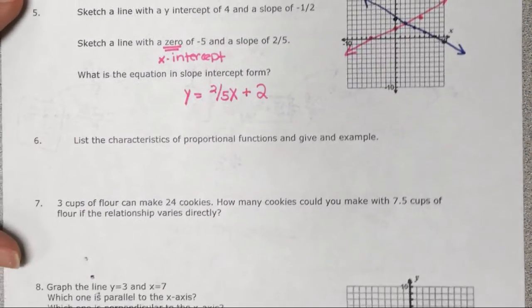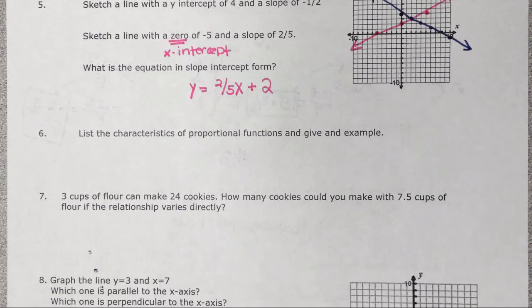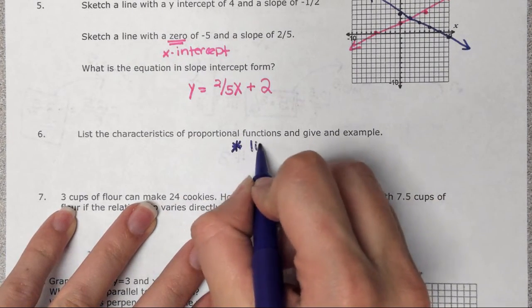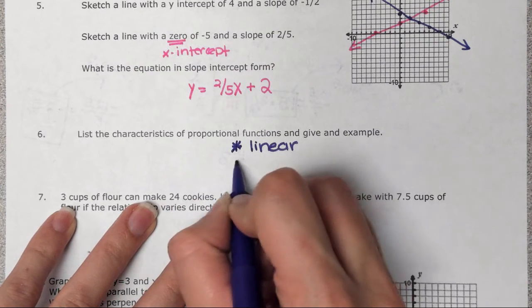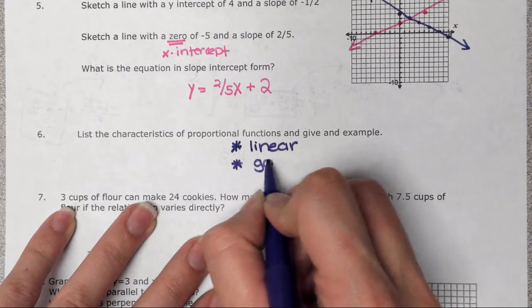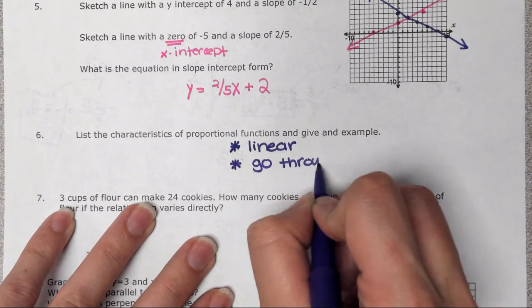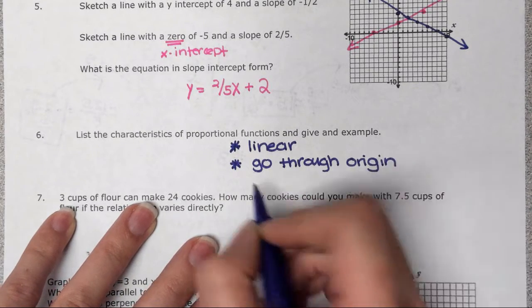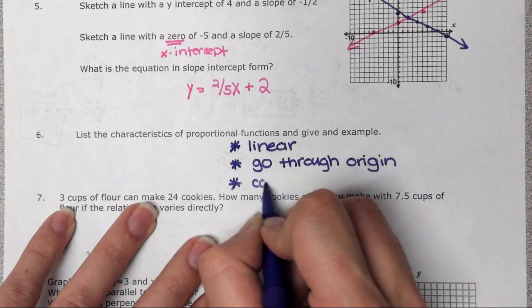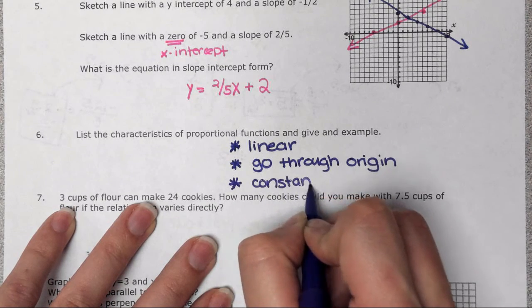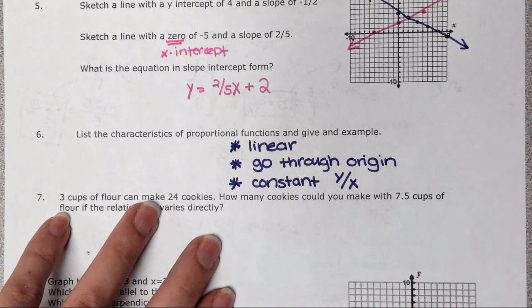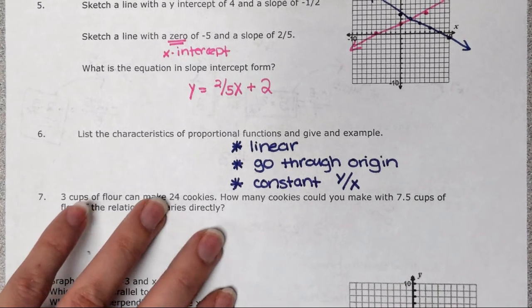Part 6, list the characteristics of proportional functions. This is what we did on Monday. It must be linear, go through the origin, and it has a constant y over x. Anytime we take the y value divided by the x value, we'll get the same number.